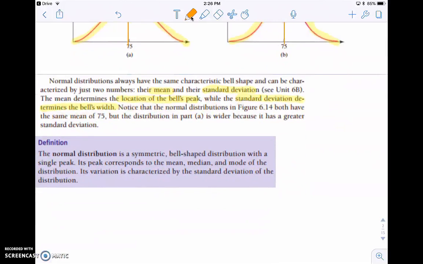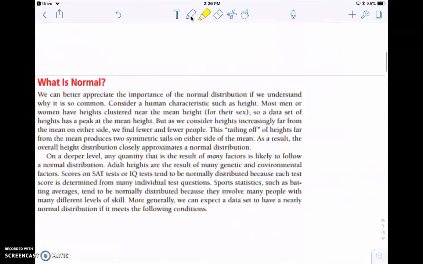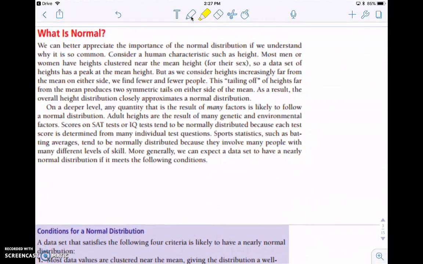So there's your general definition. A normal distribution is a symmetric, bell-shaped distribution with a single peak. The peak corresponds to the mean, median, and mode of the distribution, and the variation is characterized by the standard deviation. So what types of things follow a normal distribution?